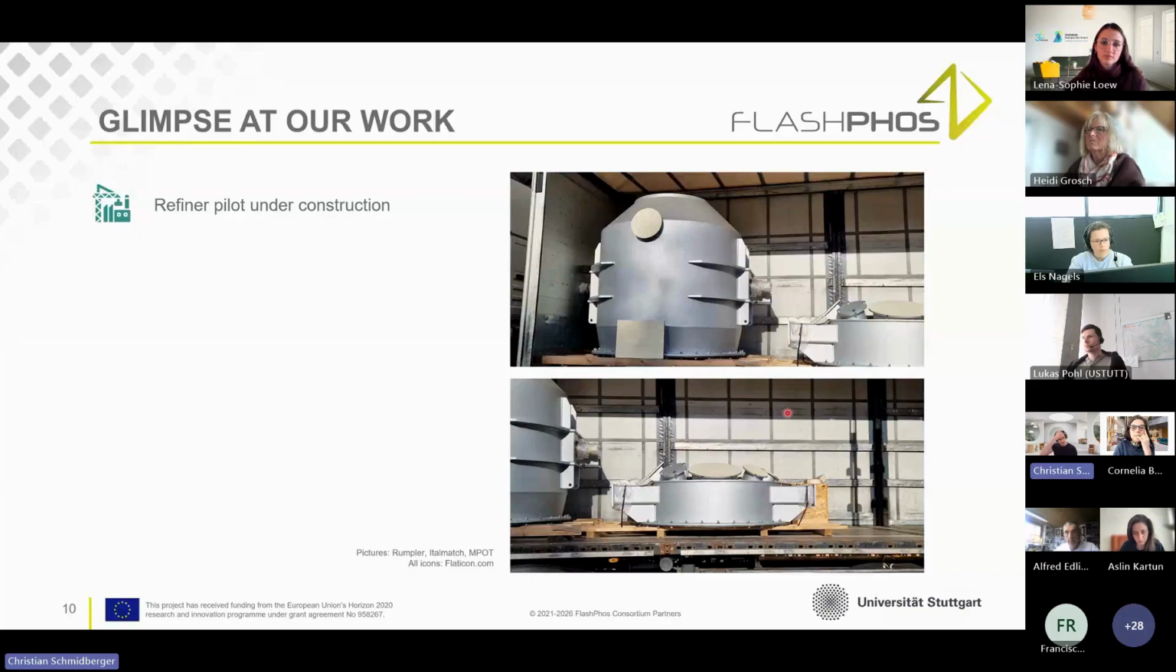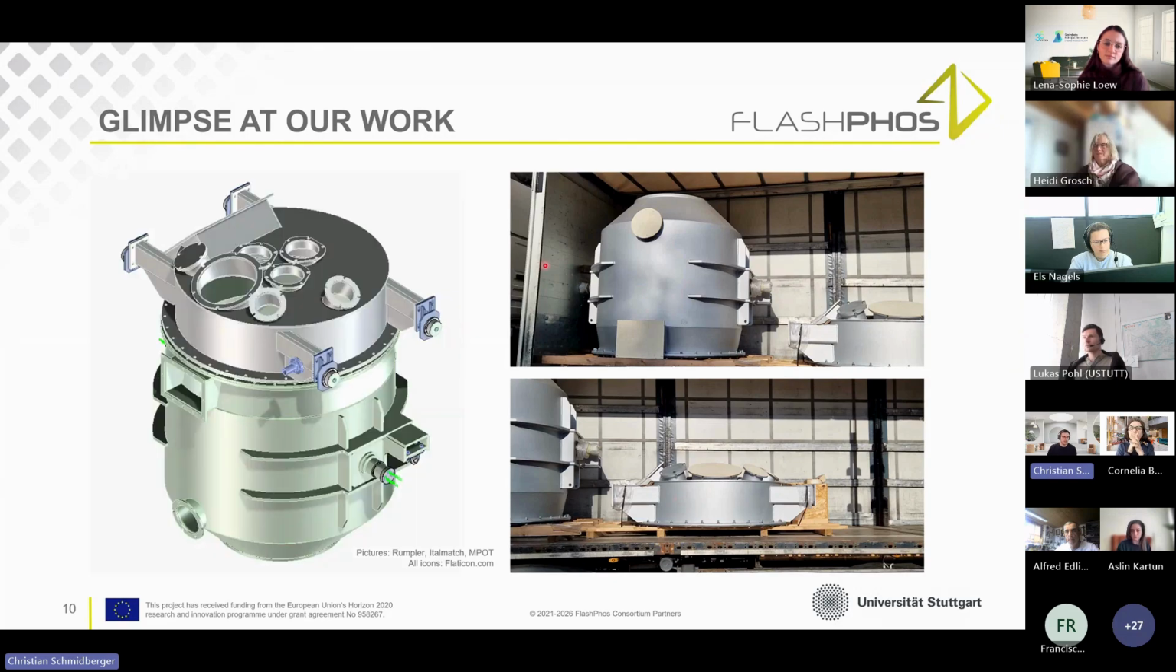The last process step is the refiner. This one is currently under construction. You can see the core of this technology, the electric arc furnace. There we had to modify an existing electric arc furnace. This is the lower part of the vessel of the refiner, and here you can see the lid, and that's what it will look like combined when it's installed and completely assembled.